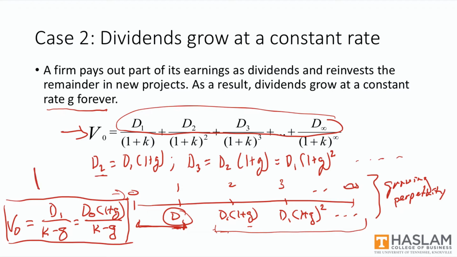We have a special name for this formula. This is called the Gordon growth model. So anytime you hear Gordon growth model, just think, hey, this is a constant growth dividend case.